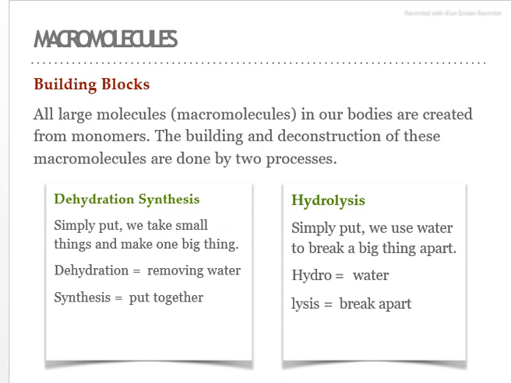So what is dehydration synthesis? Simply put, we take small things and make one big thing. Dehydration means removing water and synthesis means put together. Forming something is called synthesis. So macromolecules are formed by two processes, dehydration synthesis and hydrolysis. What is hydrolysis? We use water to break a big thing apart. It is called hydrolysis. So we will discuss more about macromolecules in coming classes.